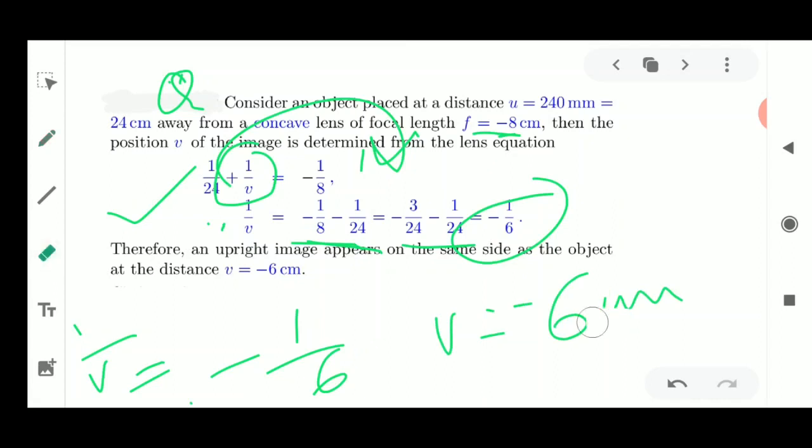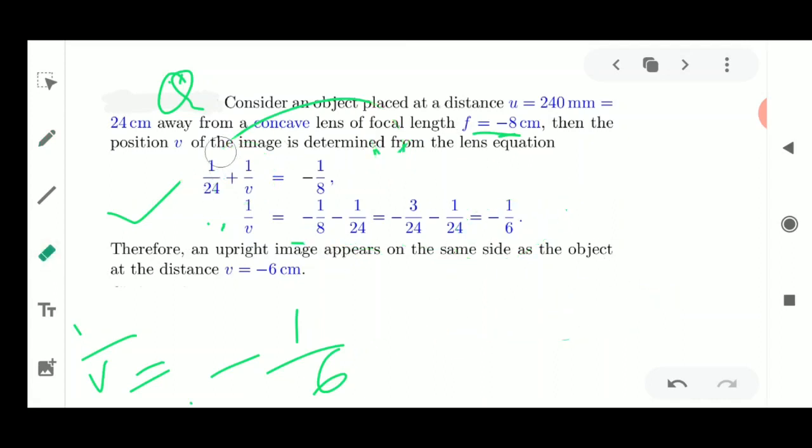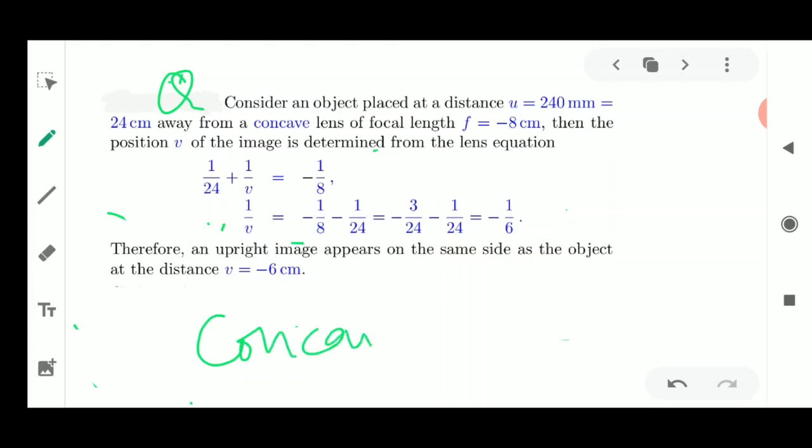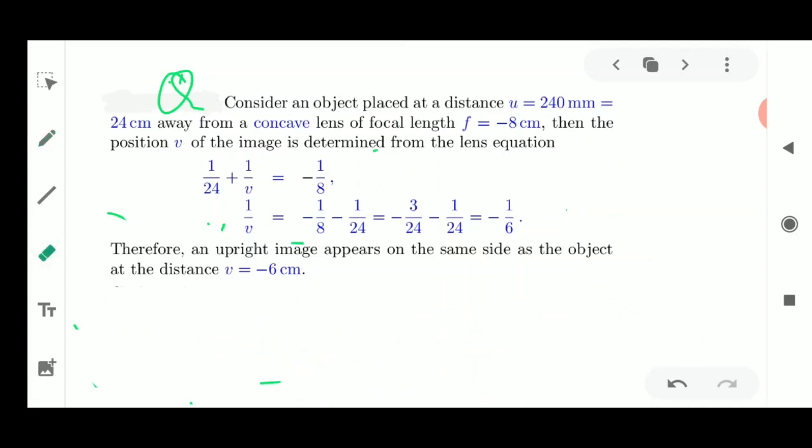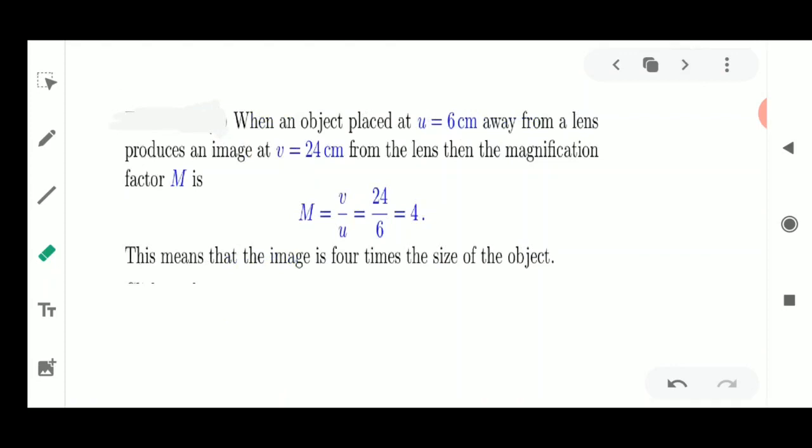Now what about this minus sign? The minus sign indicates that the image is obtained on the same side as the object. So whenever we use a concave lens, the image is on the same side, which is always a virtual image. In a concave lens we get only a virtual image, as it is always formed on the same side of the lens.